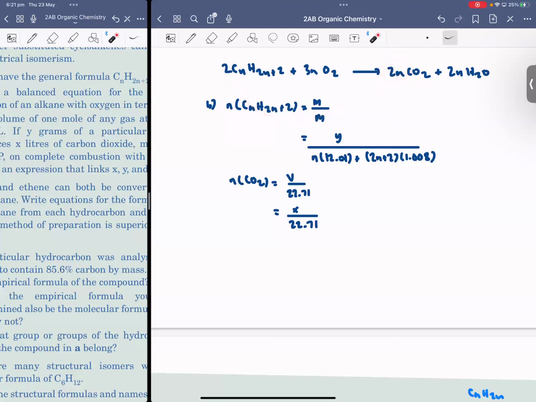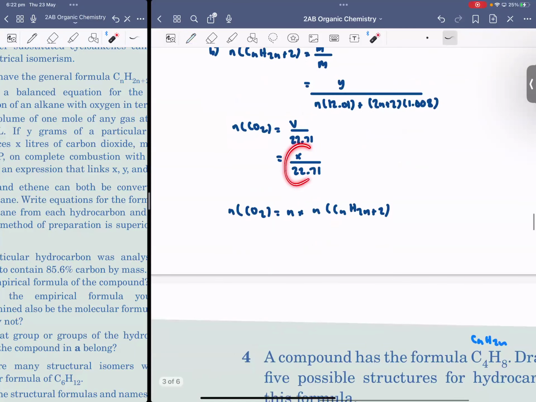How much? What's the ratio between 2N and 2? This is how much times more? N times more. All right, meaning what? Number of CO2 is N times the number of CnH2n+2.